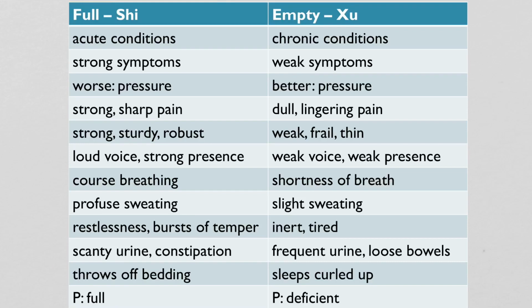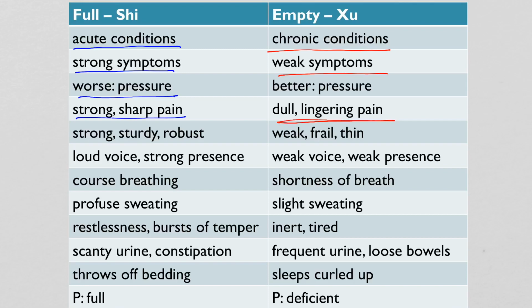Full conditions tend to be acute with strong symptoms, whereas empty conditions are chronic with weak symptoms. Full symptoms tend to be strong and sharp pains that are worse with pressure, whereas empty symptoms are dull and lingering and they're better with pressure.